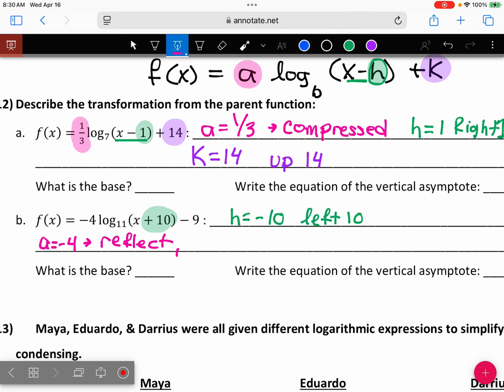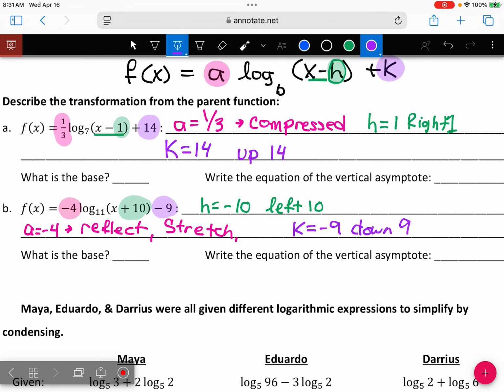Then think about that 4. Is the 4 bigger than 1 or smaller than 1? Bigger. So what's that going to be? If it's bigger, what do we call that? Stretch. So think about the sign and the number separately. So that was for our number 4 here. And then what's our other transformation on this guy? The -9. What's that going to do? Down 9.